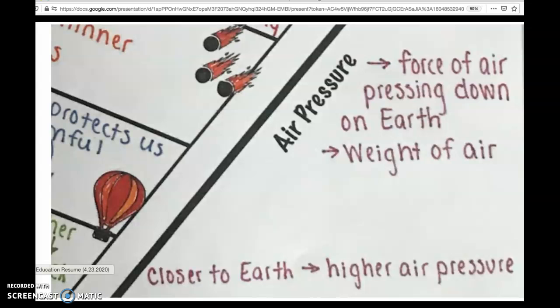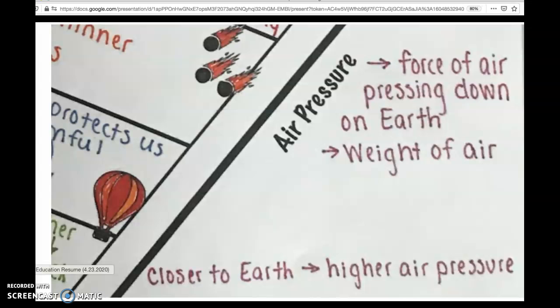So this is talking about air pressure on the side here. The closer you get to Earth, the higher the air pressure. You have about 14.2 pounds per square inch of pressure on you at any given point because of all the air that is sitting on your shoulders. The closer you get to Earth, the higher the air pressure. So when you are up in a plane, if you are ever in a plane, the air pressure is actually less than if you were on Earth.